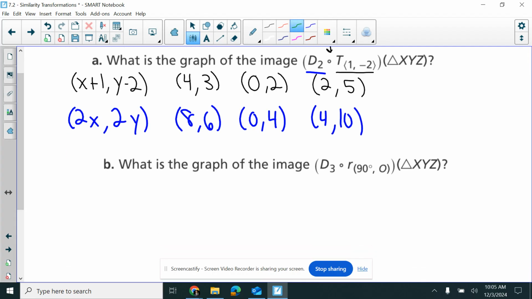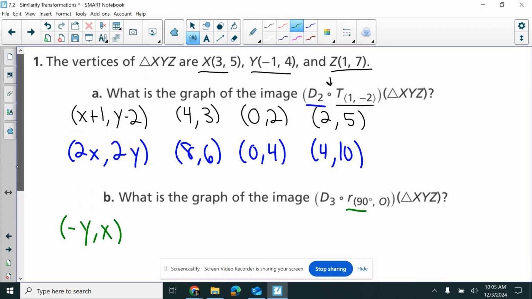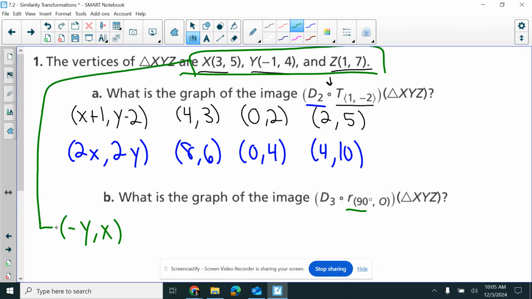For this next one, first I do the 90-degree rotation. The rule for 90-degree rotation is negative y, x. So I'm going to go back to my 3 original points at the top, and apply that xy rule to those 3 points. It would be negative 5, 3, the opposite of y, then x. The opposite of y is negative 4, x is negative 1. The opposite of y is negative 7, and 1. So I do that first.